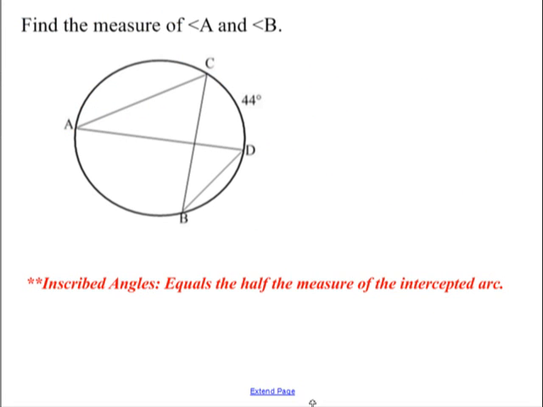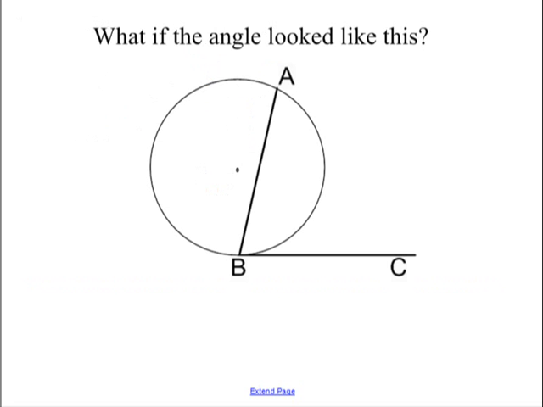So here's an example. Here I've got this arc that measures 44 degrees. If I want to find the measure of angle A and angle B, so again, angle A, the vertex is on the circle, so it's half the intercepted arc. So if the intercepted arc is 44, then this is 22 degrees. And angle B here, angle CBD, is intercepting that same arc, so it's also going to be 22 degrees.